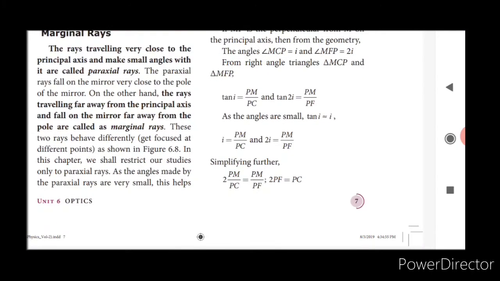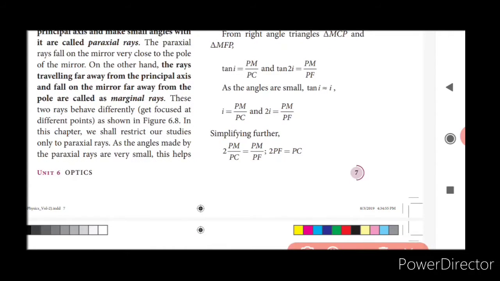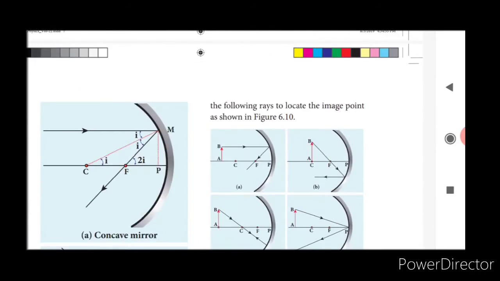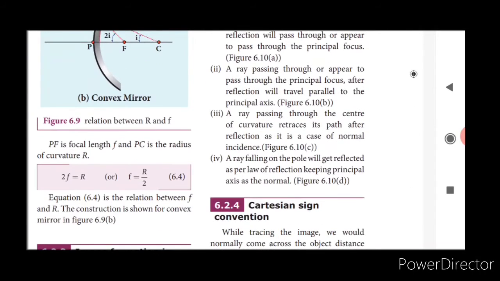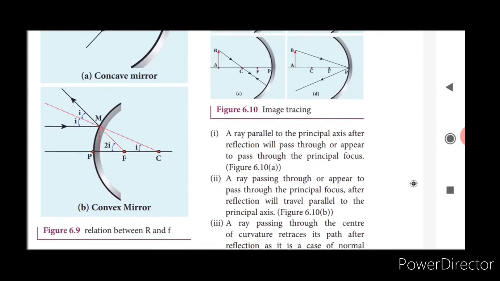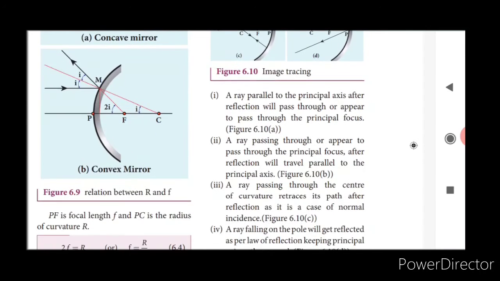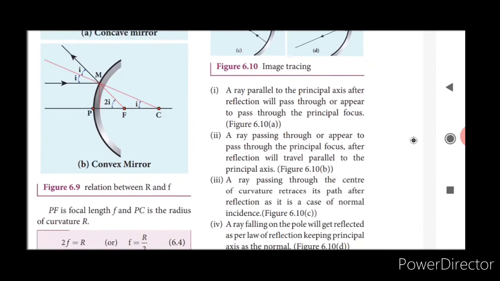Then 2i equal to pm by pf. Then we can write twice of that, pm by pc equal to pm by pf. Pm will cancel each other, then 2pf will be equal to pc, 2pm will be equal to pc. Now, what is the pm? The pm is nothing but the length, the focal point, twice of the length.